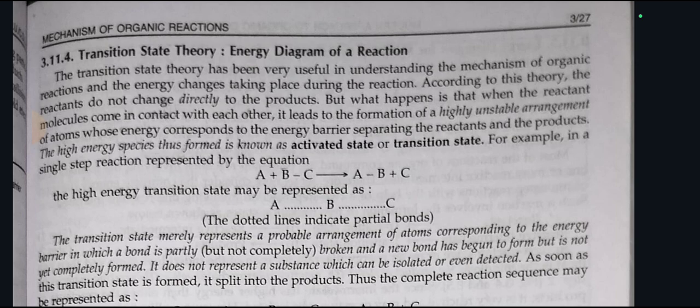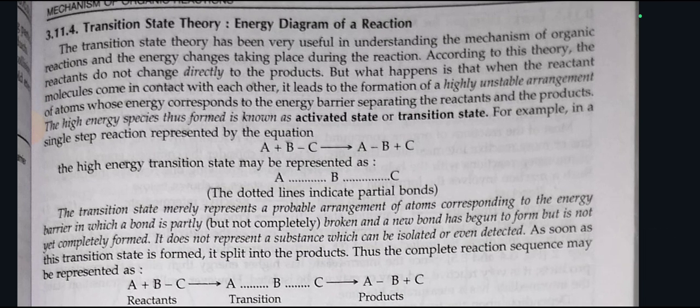3.11.4 Transition state theory. Energy diagram of a reaction. The transition state theory has been very useful in understanding the mechanism of organic reactions and the energy changes that take place during the reaction. According to this theory, the reactants do not change directly to the product. What happens is that when the reactant molecules come in contact with each other, it leads to the formation of a highly unstable arrangement of atoms whose energy corresponds to the energy barrier separating the reactants and the products. The high energy species thus formed is known as the activated state or transition state.